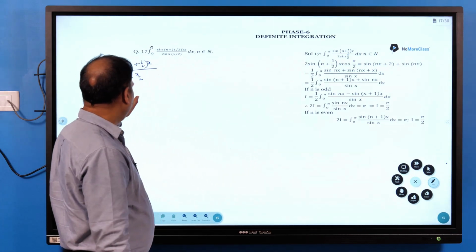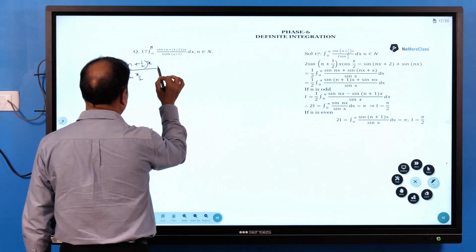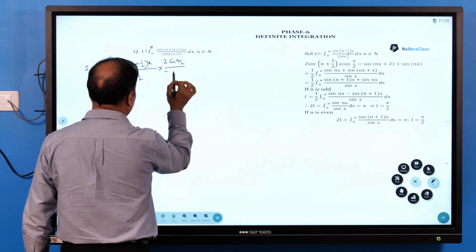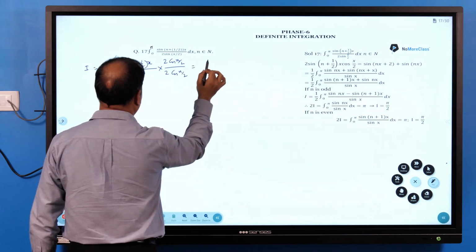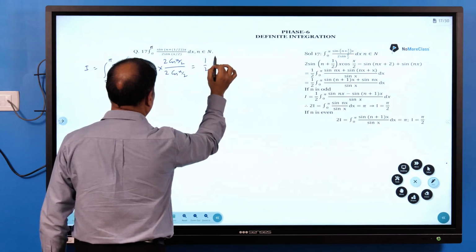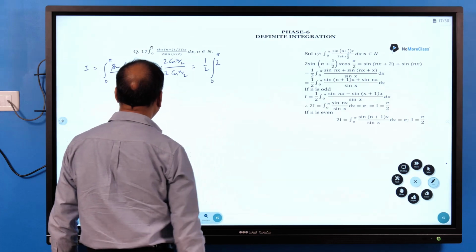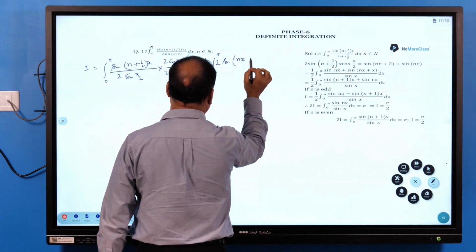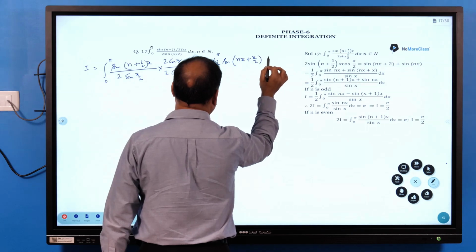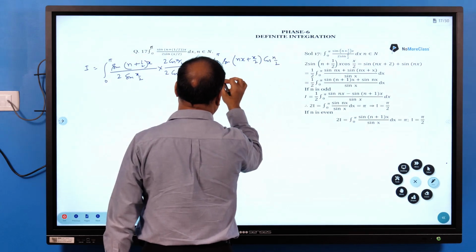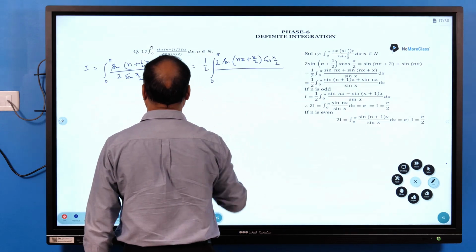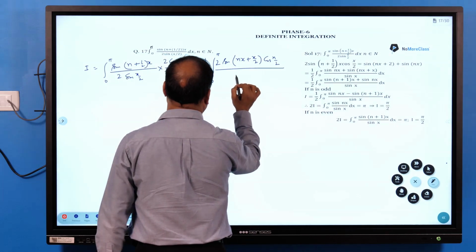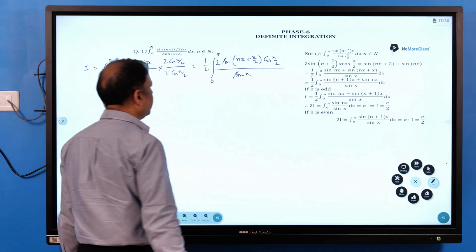So what we will do, first we will multiply this by 2 cos(x/2) in numerator and denominator. So this will be 1 upon 2, integral 0 to pi, 2 sine(nx plus x/2) into cos(x/2), divided by 2 sine(x/2) cos(x/2). The 1/2 I have taken outside. So 2 sine a cos b is equal to sine a, so the denominator will be sine x.